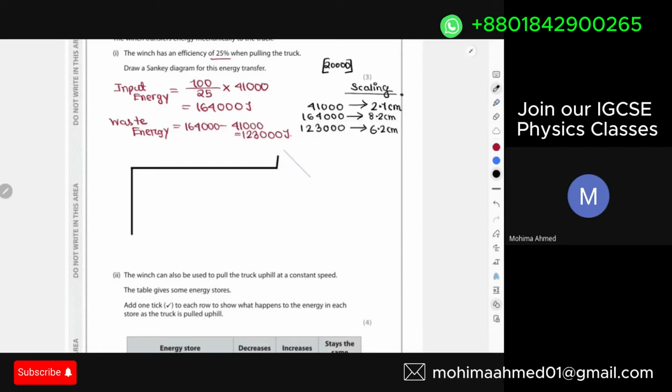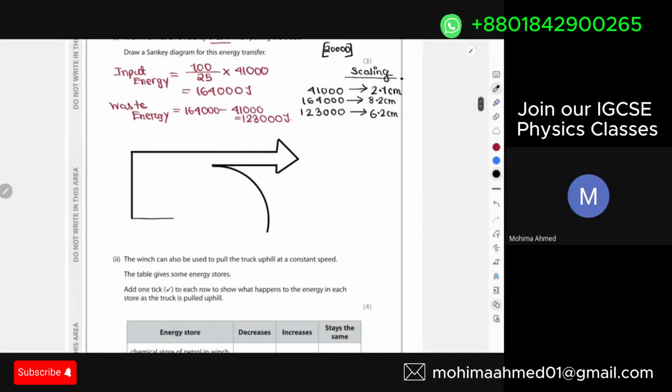Over here, you have to understand that this useful energy was using a very small part of the energy, right? Most of the energy was actually wasted. 25% of the energy was actually used and 75% of the energy was actually wasted here. This is your 25%, and then a curved part to represent that 75% is actually getting wasted here.